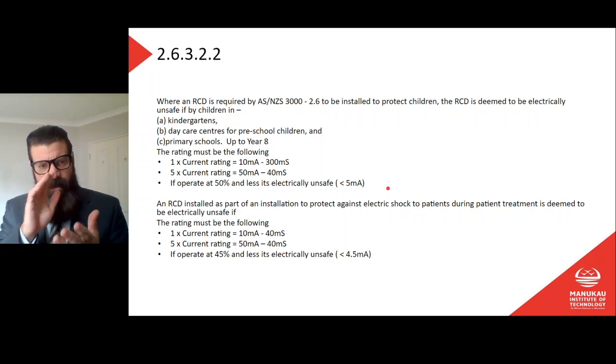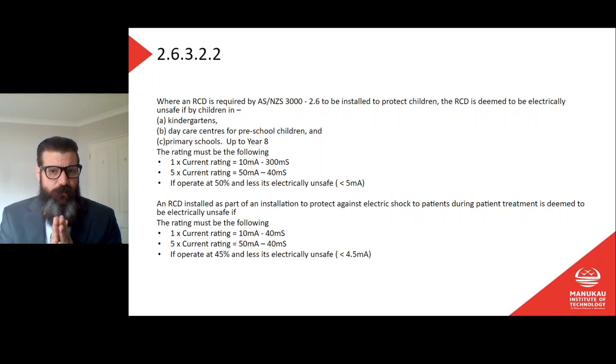What that tells us is that at 1 times the current rating in these areas, the kindergartens, daycares, and primary schools, which was 10 milliamps, it must trip within 300 milliseconds. At 5 times the current rating, so at 50 milliamps, it must trip within 40 milliseconds. And if it trips at 50% or less, then it's considered electrically unsafe. So it must not trip at 5 milliamps or less.